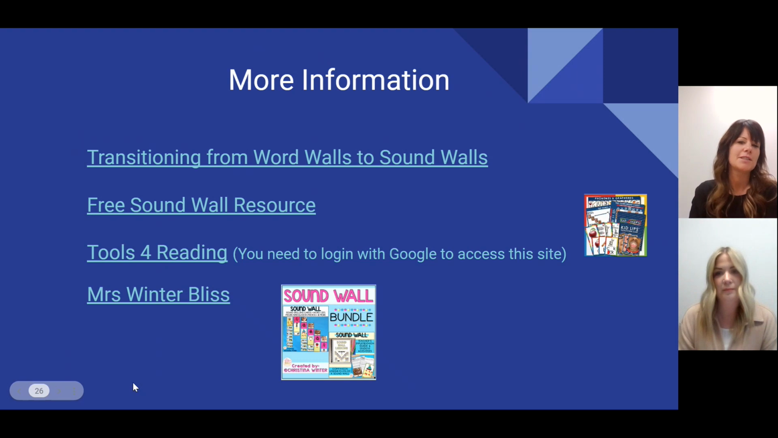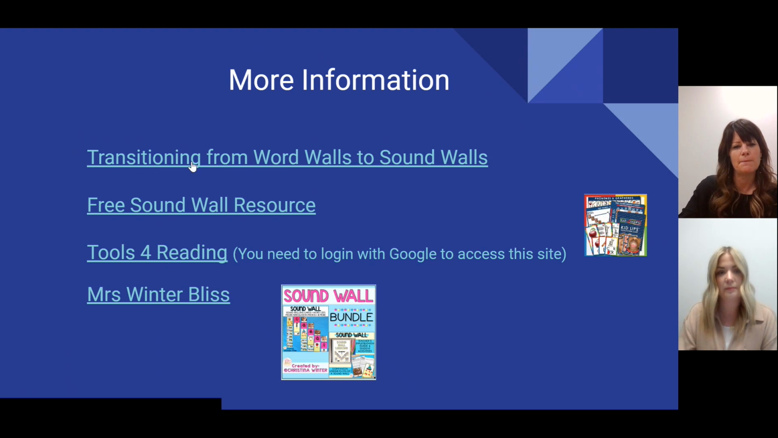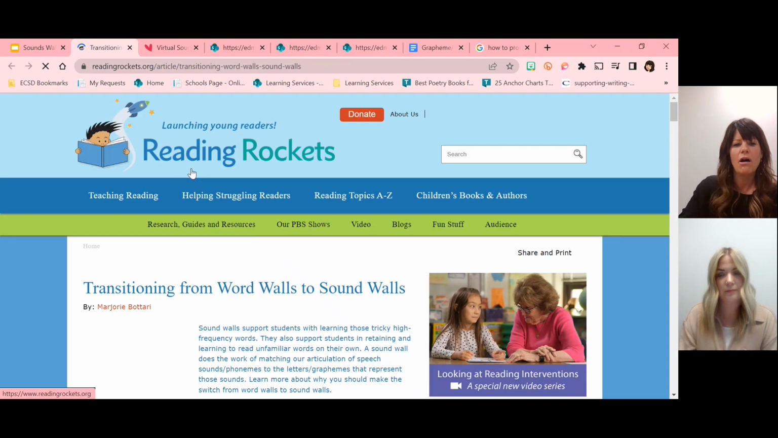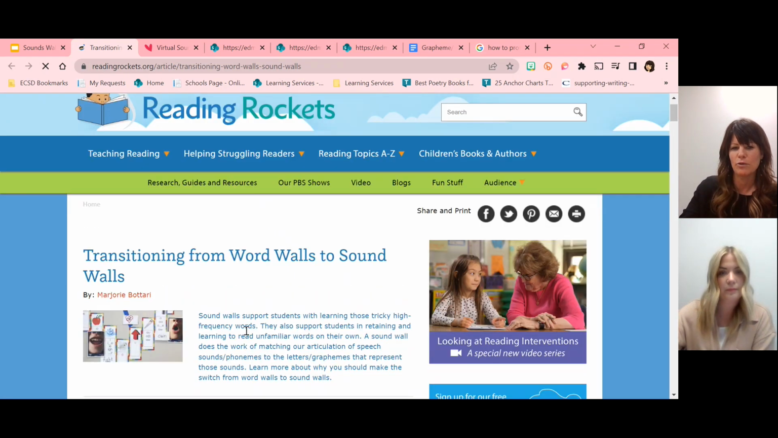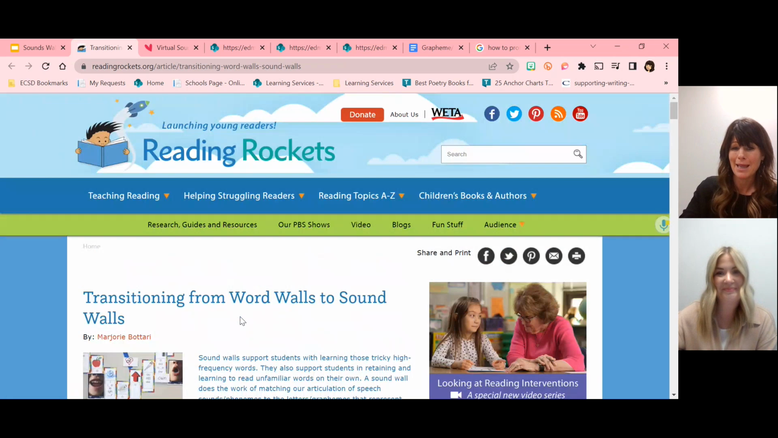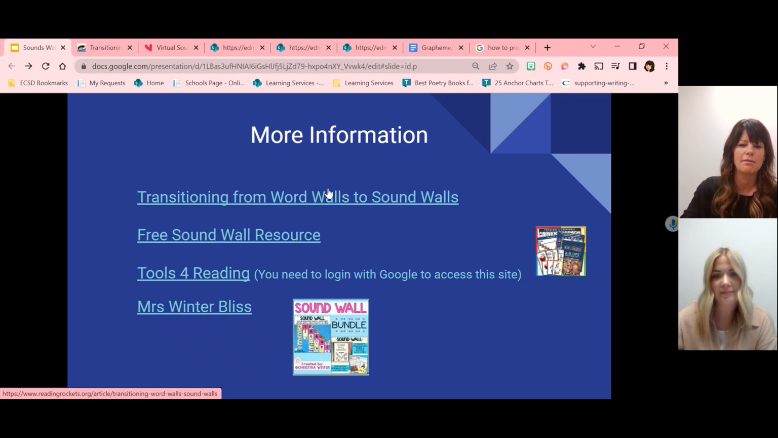Sure. So we've included, just as we wrap today, a couple of things for your information. This first link here is to Reading Rockets, where they have a great article on making the move from a word wall to a sound wall. I love Reading Rockets for so many things. It really does focus more on the emergent reader and materials about all kinds of elements connected to reading and writing instruction that support our most emergent readers. But I love that site.